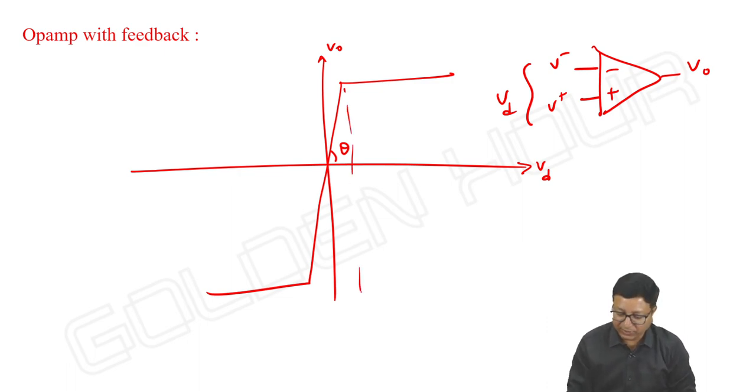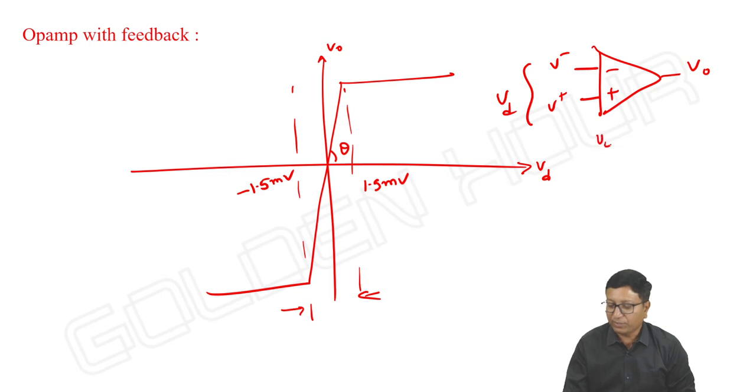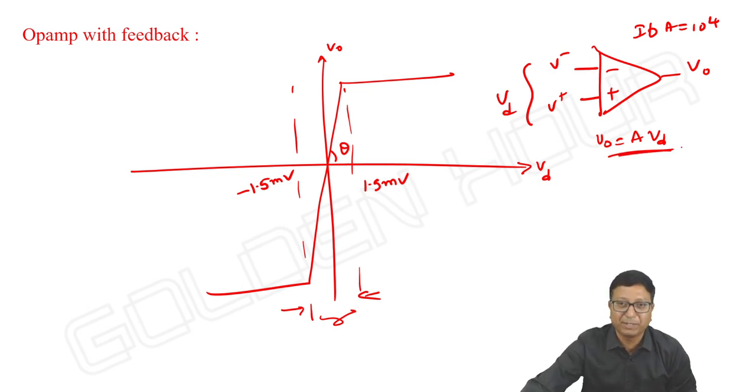The linear region is very much less, around 1.5 millivolts to minus 1.5 millivolts. Within that range only, I can write V output is equal to A into VD. Of course, here A is equal to 10 power 4. We have gone through this. And if A is infinity, then it's a perfect vertical line and there is no meaning of linear region. At least we can say a small portion of linear region where you can relate output and input by means of an equation, V output is equal to A into VD.